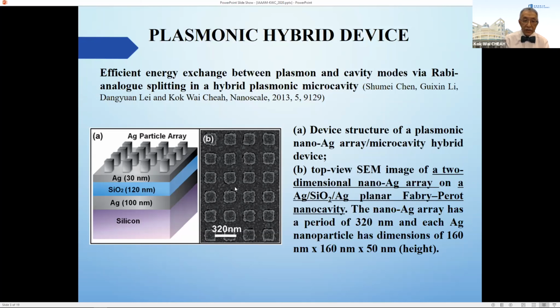The B here is the SEM, seen from the top. The thickness is all shown here. We have a periodicity of 320 nanometers, and the dimension of each of these pillars is 160 by 160 nanometers with a height of 15 nanometers.